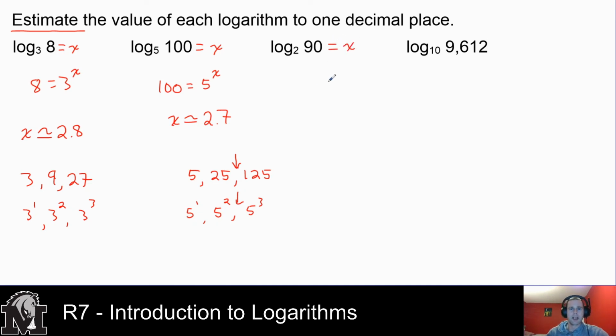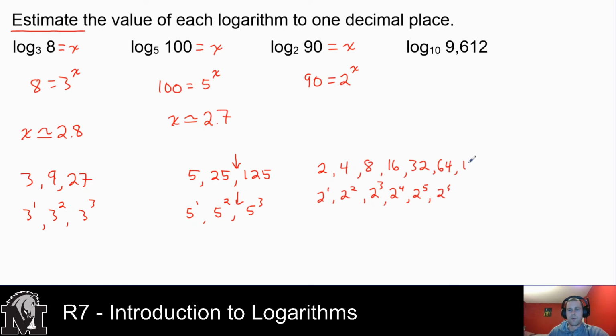So let's set this equal to x, put it into exponential form. So 90 equals 2 to the power x. Now we need to set some benchmarks for 2. So we have 2, which is 2 to the power 1. And then we have 4, which is 2 squared. And we have 8, which is 2 cubed. And we have 16, which is 2 to the power 4. And we have 32, which is 2 to the power 5. We have 64, which is 2 to the power 6.